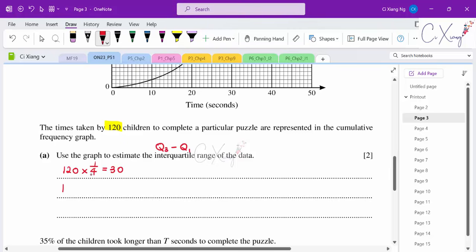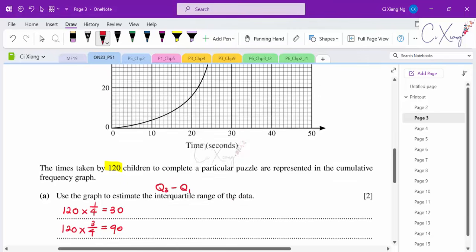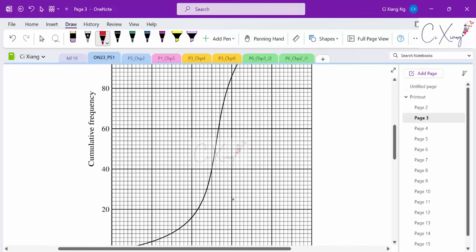Then for Q3, you have to take 120 multiplied by 3 over 4, which equals 90. Again, for Q3, it consists of 75% of the data from the smallest value up to that particular value Q3. So that's why you need to multiply by 1 over 4 and also 3 over 4. Alright, so after you know the values, you can start reading from the graph. I'm looking for 30 on the cumulative frequency axis. So 30 should be here.